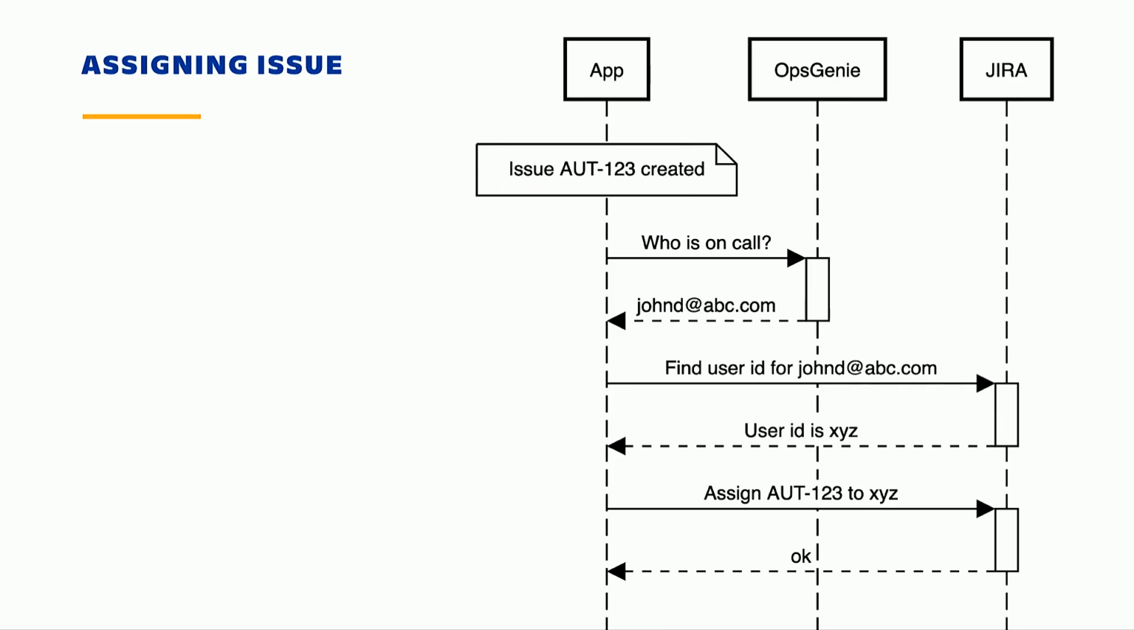So let's see how the first feature can be implemented. For each new ticket, we need to go to Opsgenie and get the email of a user that is currently on call. Then we need to translate this email to an Atlassian user ID, and we can use a Jira API call to do that. And finally, we can call the Jira API to assign the newly created issue to that user. So it's quite a small thing, just three API calls. So let's look at how we can implement that with Forge.